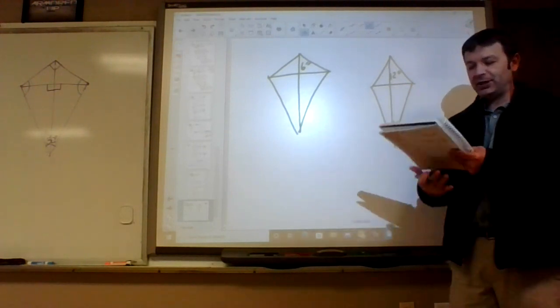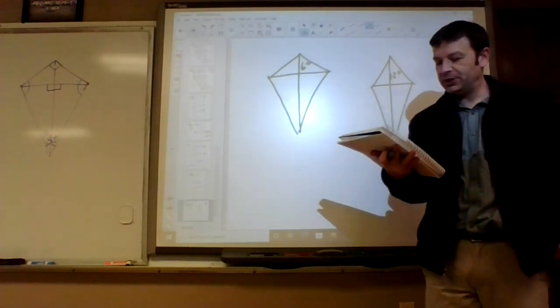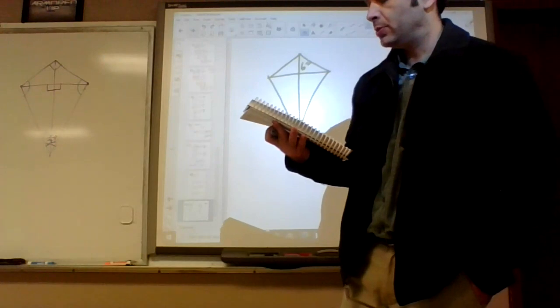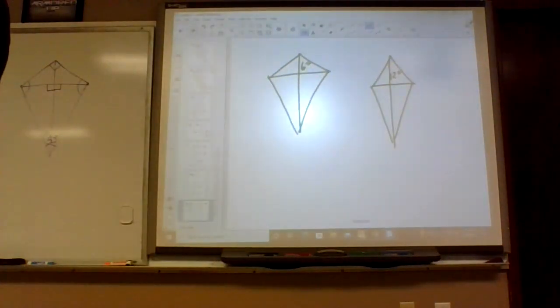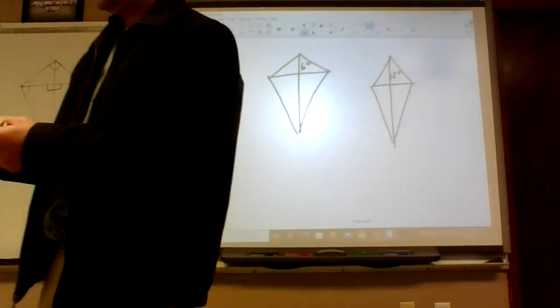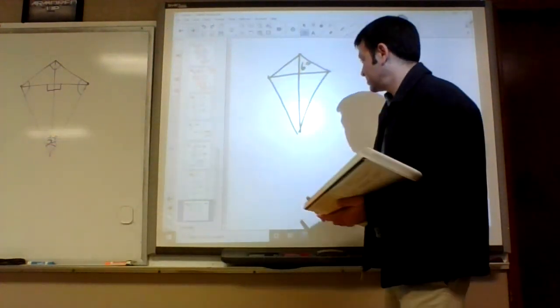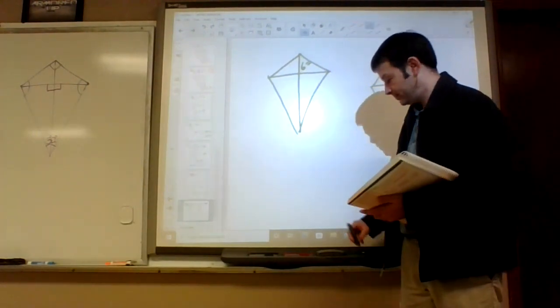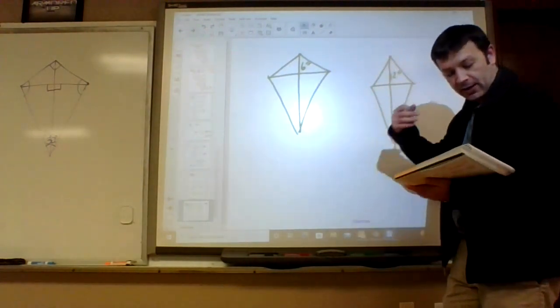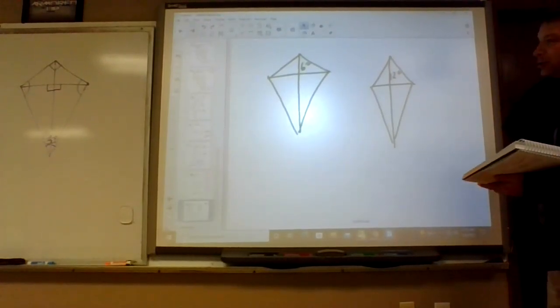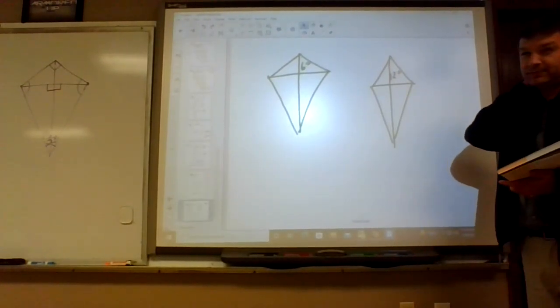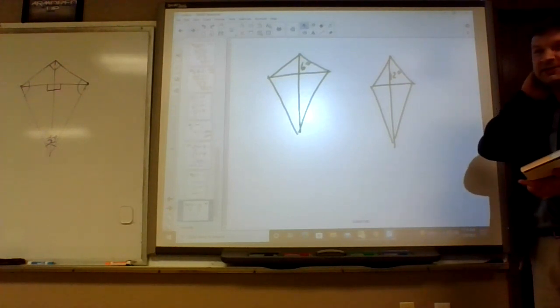So the question is, which kite, if either, will require a larger sail? The sail is like the actual plastic or whatever that covers the kite to make it float. It's the whole thing, yeah, whatever. Which kite, if either, would have the larger sail? Any guesses?